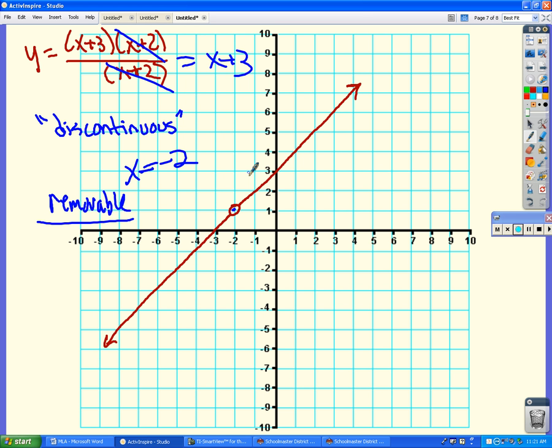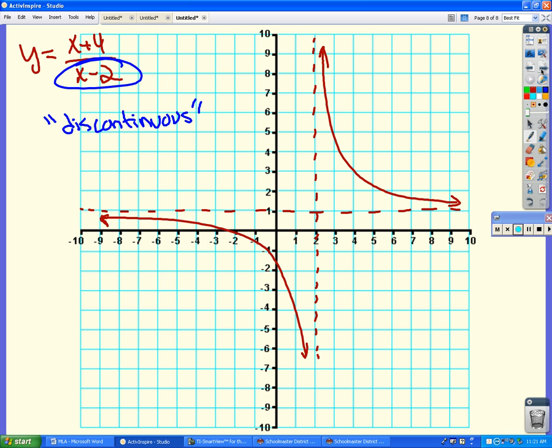What if they don't cancel? Okay, if they don't cancel, like this case over here, can I cancel an x plus 4 and an x minus 2? Then you get this kind of a discontinuity, which is called, are you ready? This is crazy. It's going to blow your mind. Non-removable.